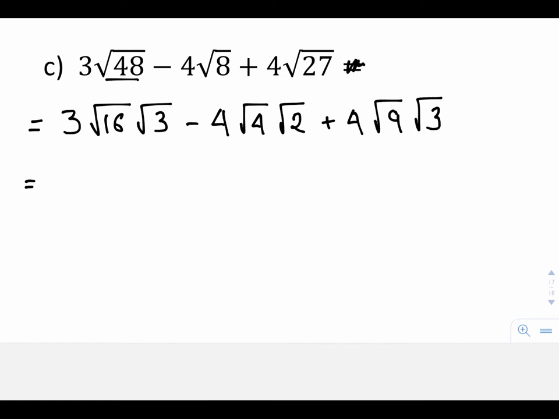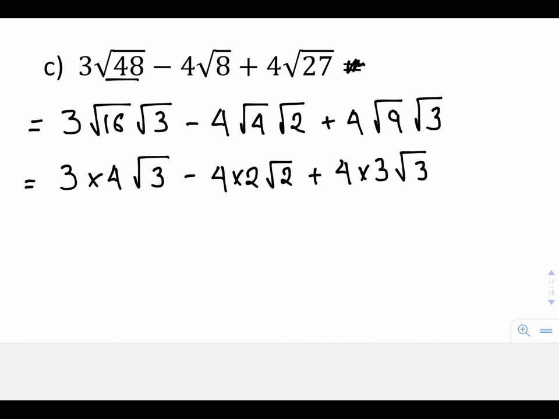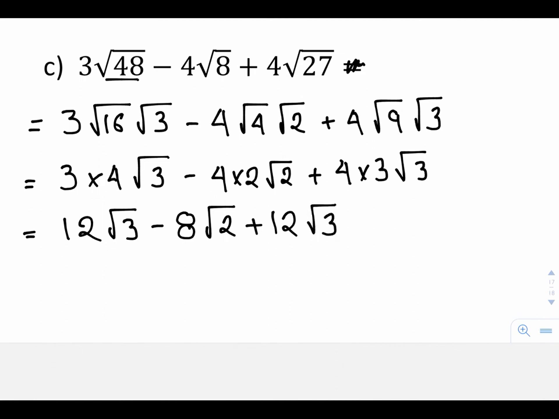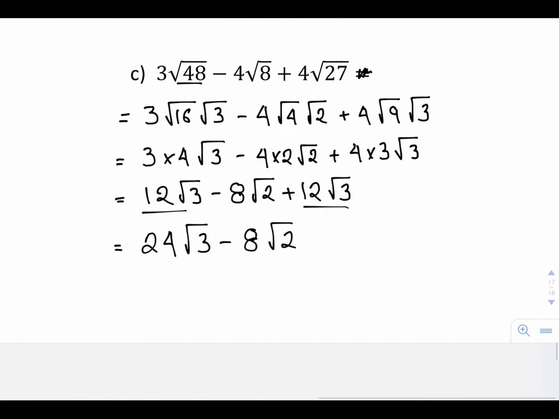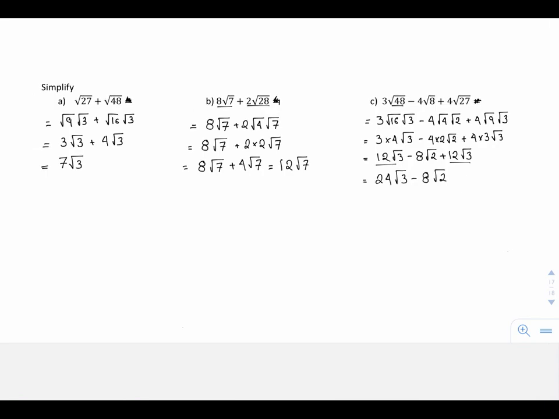So let's do the math now. So I have 3 times 4 root 3 minus 4 times 2 root 2 plus 4 times 3 root 3. 3 and 4 gives me 12, minus 8, plus 12, and I believe I can add the first and the last together. That gives me 24 root 3 minus 8 root 2. So that's all 3 questions simplified.